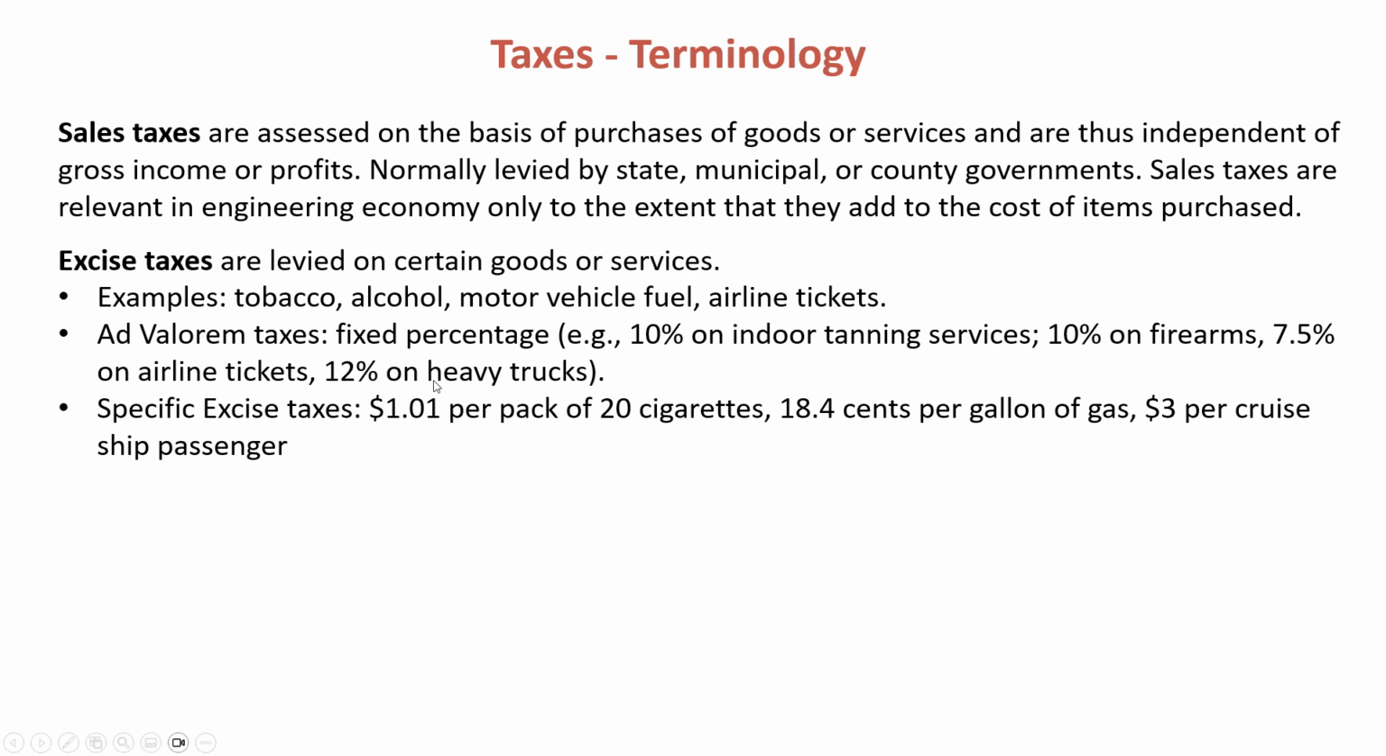For example, the federal tax on cigarettes is $1 per pack. Each state also has a separate excise tax on top of that, and it varies quite a lot from state to state. The federal government has a gas tax. States also have a gas tax that is specified in cents per gallon, and there are taxes on cruise ship passengers, and so on. So that's an excise tax.